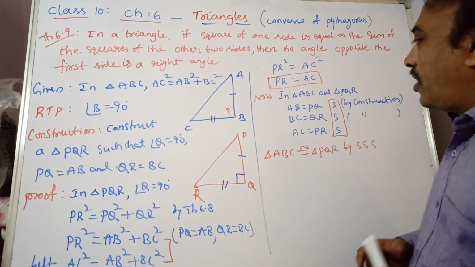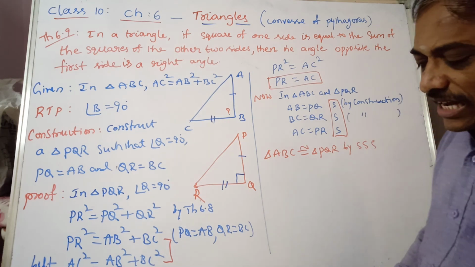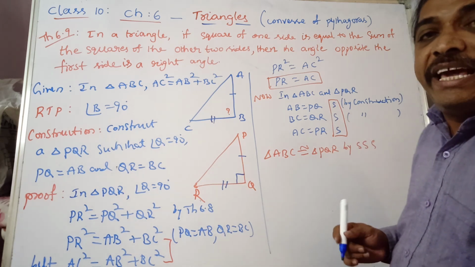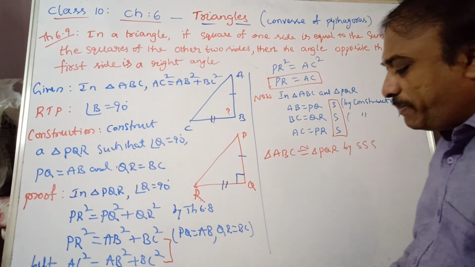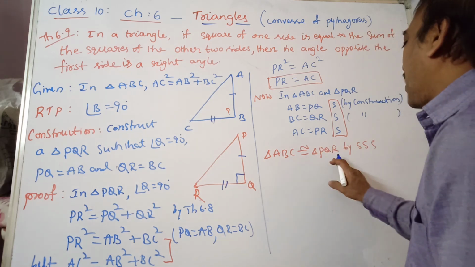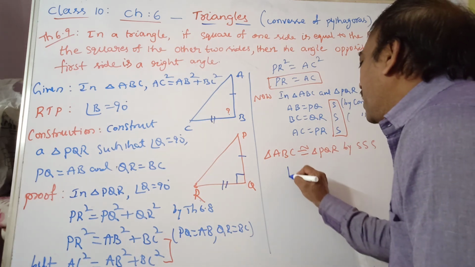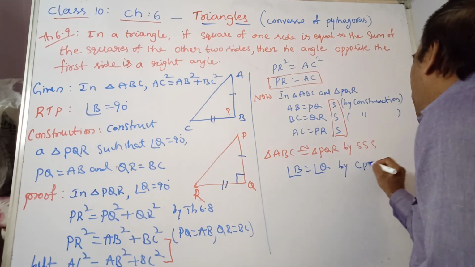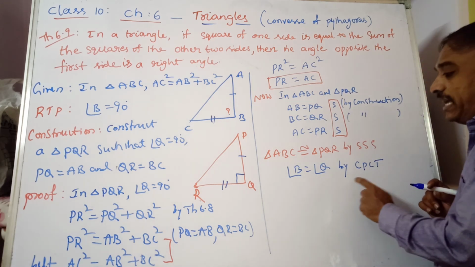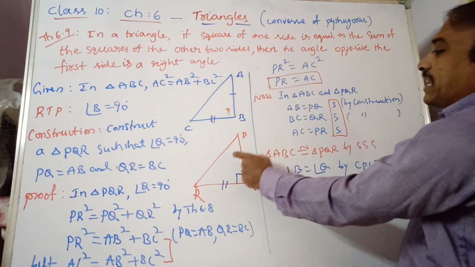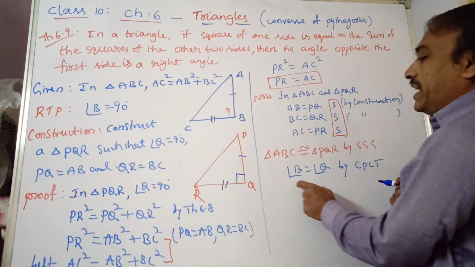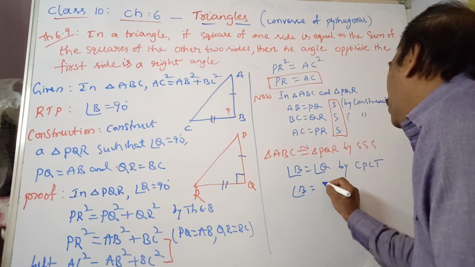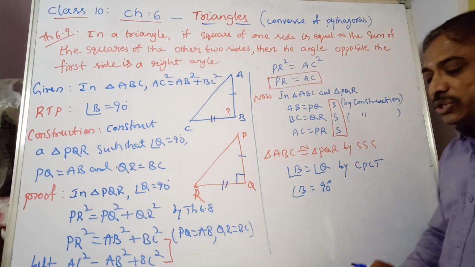Once the triangles are congruent, their corresponding parts, the corresponding angles, also will be equal. So angle B is equal to angle Q by CPCT. These two triangles are congruent, we proved. Once they are congruent, angle B is equal to angle Q. But what is angle Q? So angle B is equal to 90 degrees.